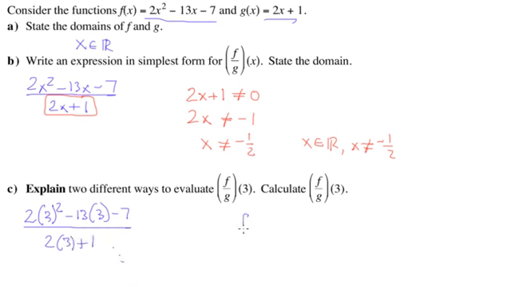The other way is you could find f of 3, plug 3 just into the numerator, which gives you 18 minus 39 minus 7, which is minus 28. And then calculate g of 3, which is 7. And when you divide those, you get f over g of 3 equals negative 4.